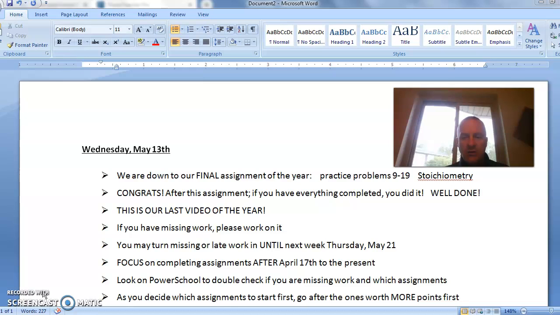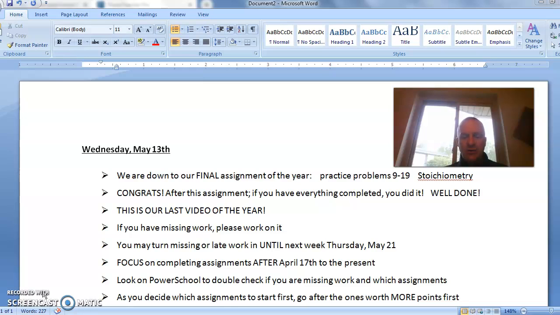The last 2 days we went from the conversion of mass of one thing to mass of another thing. Today we're going to be doing other types of conversions, other things that chemistry teachers, chemistry students, and chemists in general would want to know. What is stoichiometry?